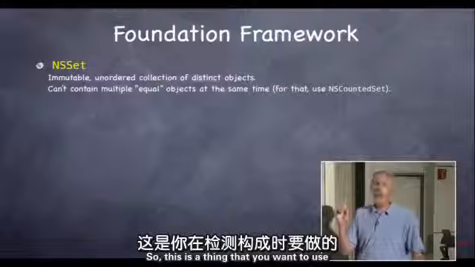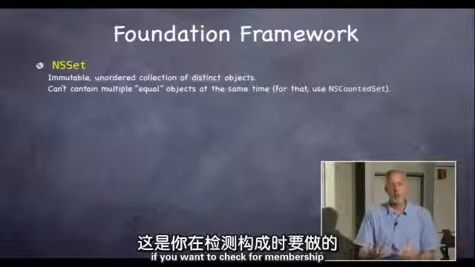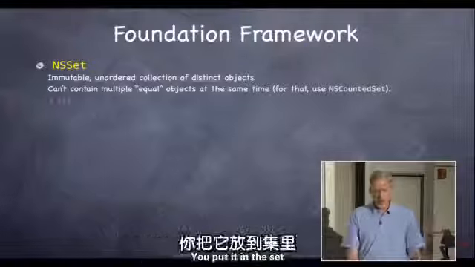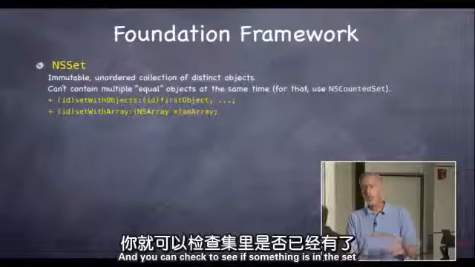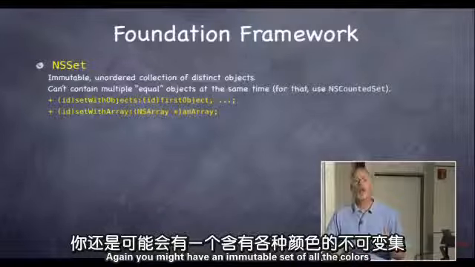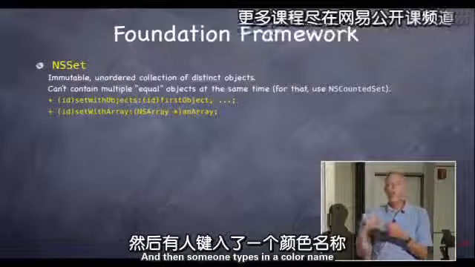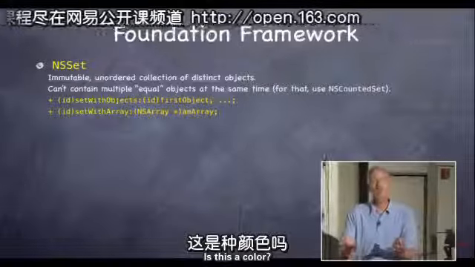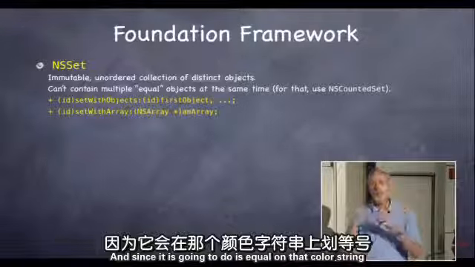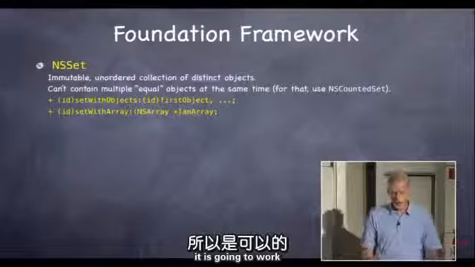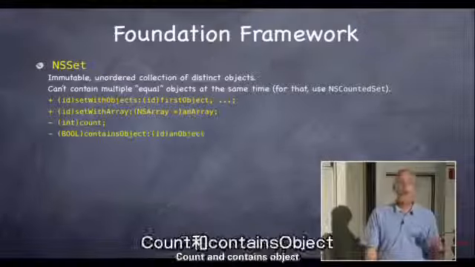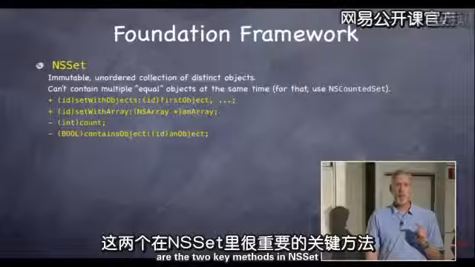So this is the thing you want to use if you want to check for membership. If you want to see, do I already have this object, for example? You put it in the set, and you can check to see if something's in the set. Why would you have an immutable set? Again, you might have an immutable set of all the colors, and then someone types in a color name, and you ask the set, is this a color? By asking if it's in that set. Right? And since it's going to do isEqual on that color string, it's going to work no matter where the strings come from.